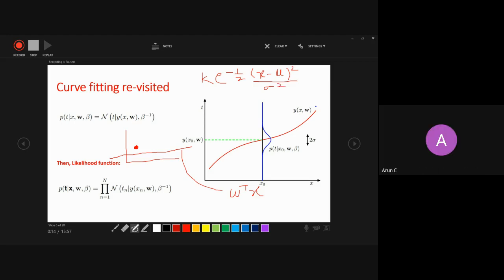Can anybody tell me what the mean is here for me? For this example, what I am discussing right now, what is the mean here? W. No.